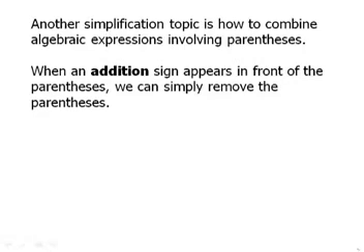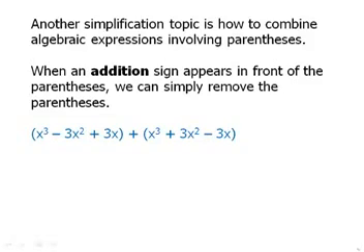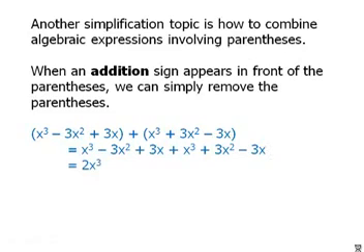Another simplification topic is how to combine algebraic expressions involving parentheses. Parentheses. This is a big mathematical topic, parentheses. When an addition sign appears in front of the parentheses, we can simply remove the parentheses. That's very easy. So we have this, then we can just write the exact expression again as if there were no parentheses at all, just basically erase the parentheses, and then we can do our simplifying from there. And it turns out this simplifies just to the single cubic monomial 2x cubed.